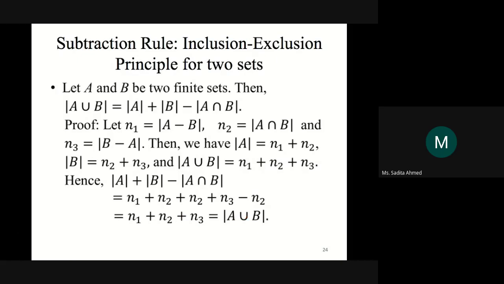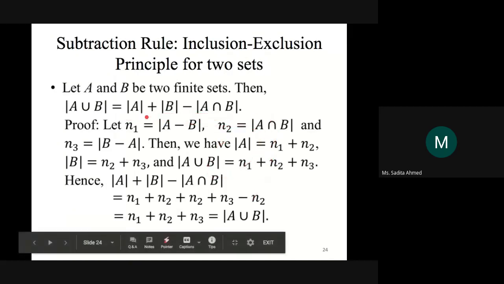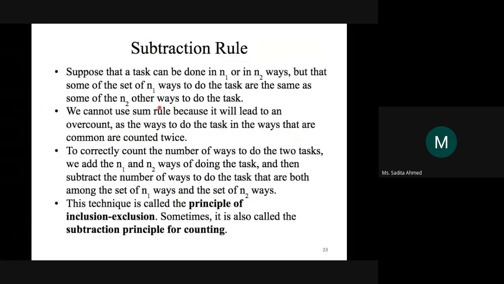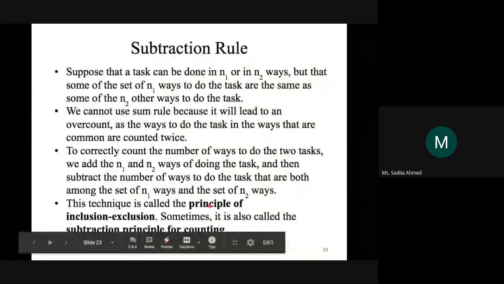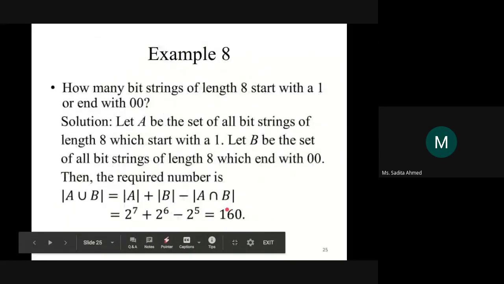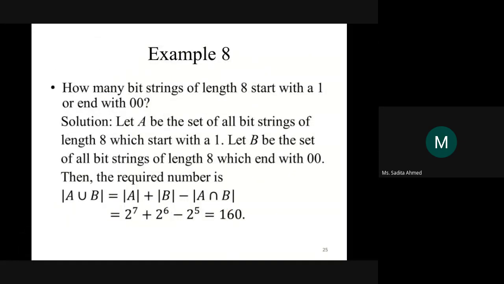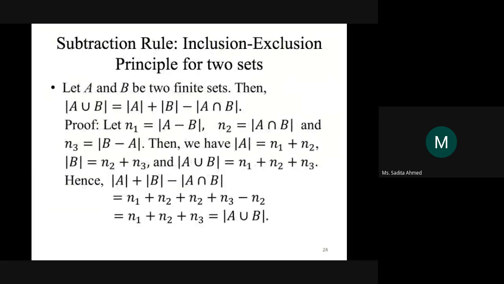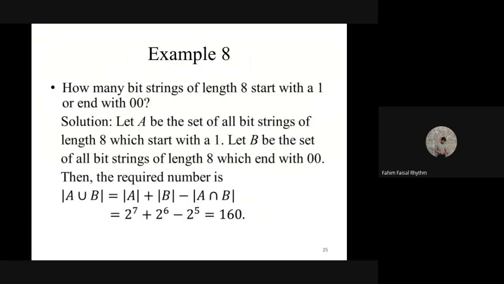And you can use set theory to prove rules in counting as well. So for example, here we are proving the principle of inclusion and exclusion in set theory using just logic. Using logic, we are proving the inclusion exclusion principle of two sets. And by doing so, we are also proving the subtraction principle of counting because these are synonymous. Does it make sense, guys? Yes, ma'am.